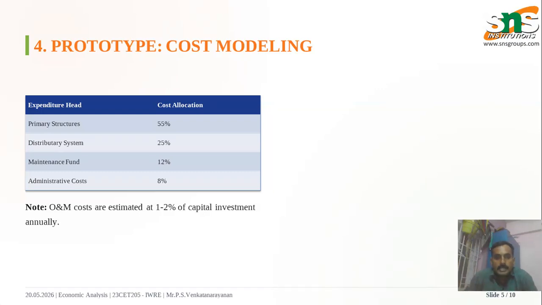In addition, operation and maintenance costs are estimated at about 1 to 2% of the total capital investment annually. Cost modeling helps engineers understand where resources are being utilized and how to optimize the expenditure. It also supports financial planning and budgeting throughout the project lifecycle. Accurate cost modeling is important because irrigation projects are long-term investments that require sustainable financial management.